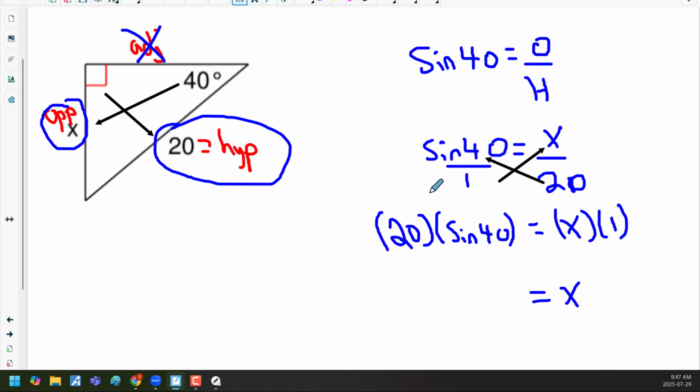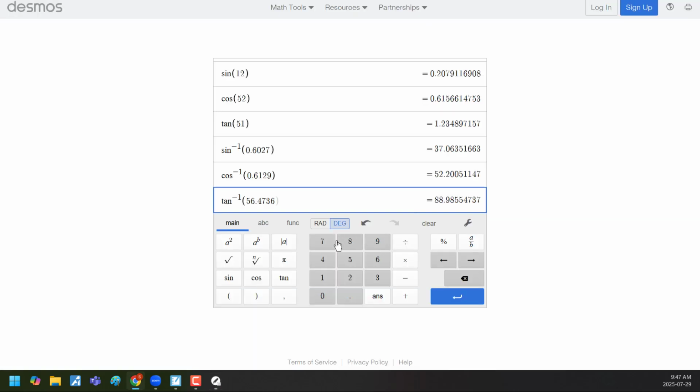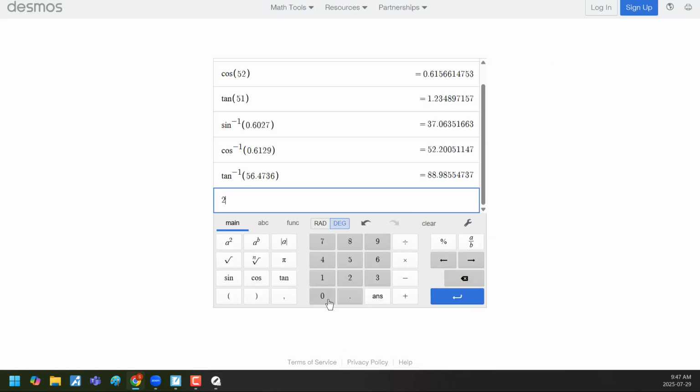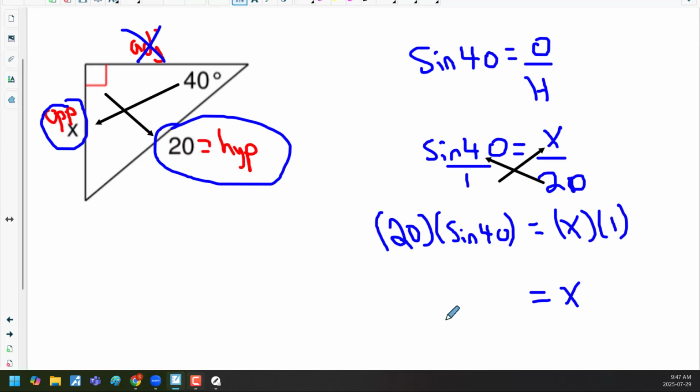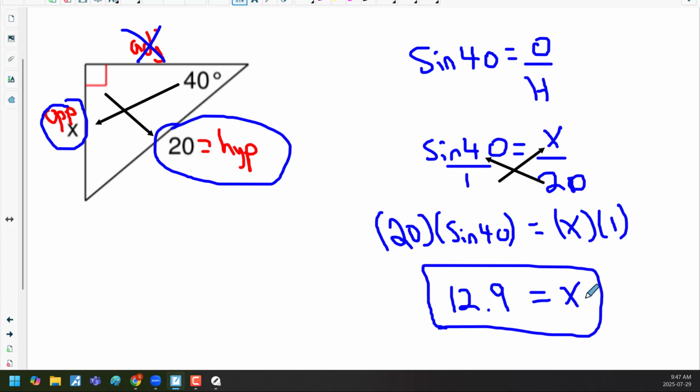What is 20 times sine 40? Well, this is why we practice using our calculator. Plug 20 times sine 40 into your calculator. I would like everyone to try this. You should get 12.85, or 12.9 if you're rounding. Since we're rounding, we'll just do 12.9. And that's the answer. x is equal to 12.9. That's it.